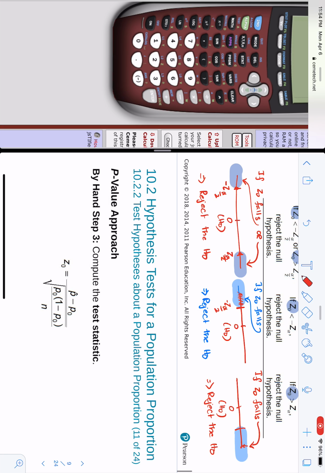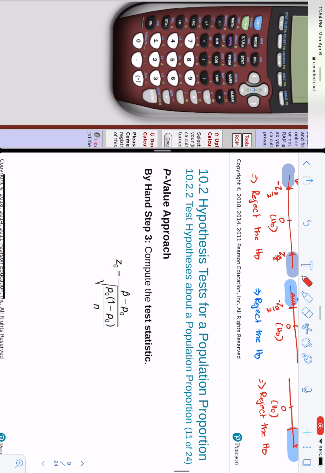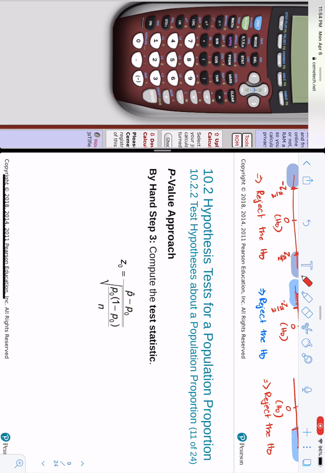The second approach is the p-value approach, and it is the most commonly used approach in practice. It also depends on the value of the test statistic, and the formula for that is this, and I'm going to show you how to find this using the calculator, and that only applies to a test for population proportion.